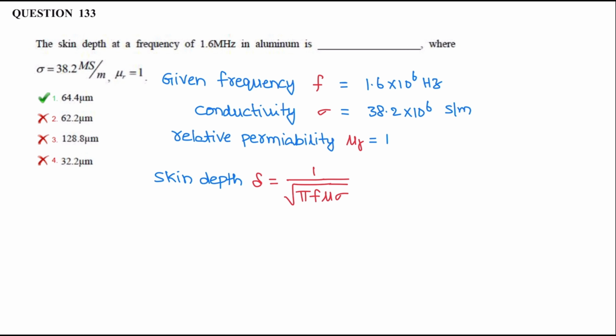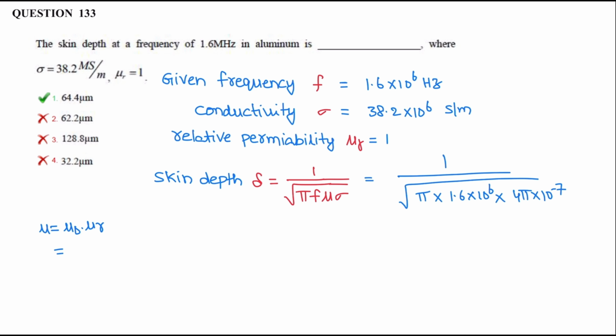The formula for skin depth delta is 1 by square root of pi f mu sigma. Substitute the values here. Under root, pi value is 3.1417 and frequency f is 1.6 into 10 power 6, mu is 4 pi into 10 power minus 7, because we know mu is equal to mu naught into mu r. In the question mu r is 1, therefore mu is equal to mu naught, and the value of mu naught is 4 pi into 10 power minus 7.